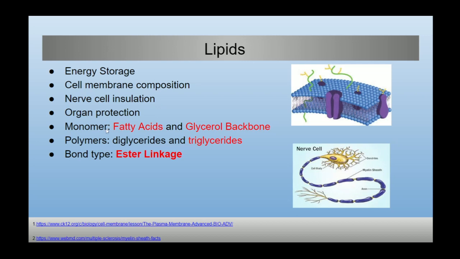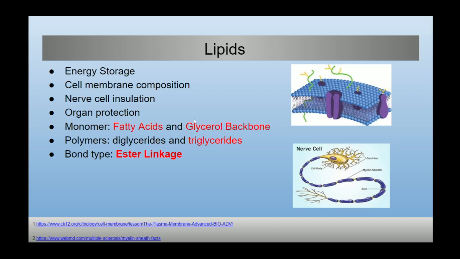So there are actually two components of lipids, or of the bigger polymers of lipids, including fatty acids. Usually there are multiple fatty acids and one glycerol backbone, and we'll see those structures in the next slide. For polymers, we've got diglycerides and triglycerides. You can see the prefixes there, di meaning 2 and tri meaning 3. When we're talking about the number 2 or 3, we're talking about 2 fatty acids or 3 fatty acids.